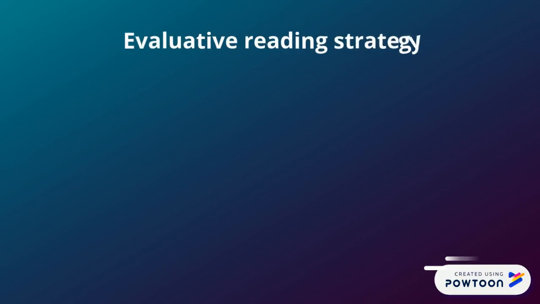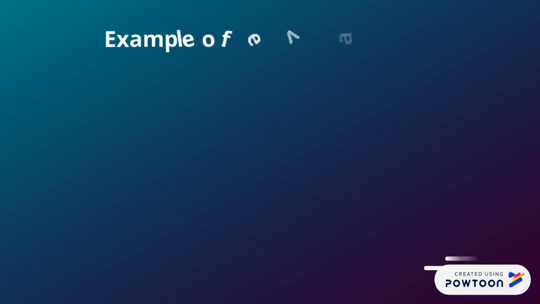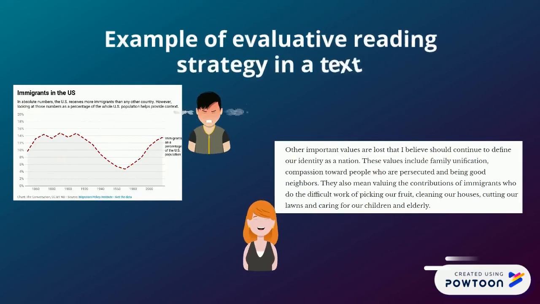Another reading strategy you can use when looking at a hard piece of text is evaluative, in which we make comments, ask questions, and even criticize a piece of text. For instance, in this article, maybe you don't agree with the author's data they have provided. Maybe you think it's untrue, or maybe you agree with the author's opinion.